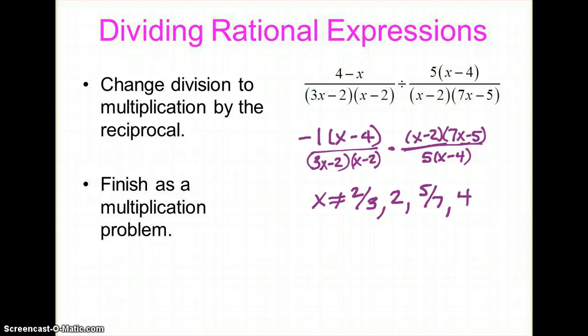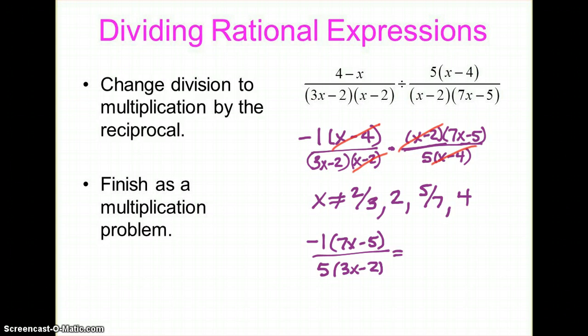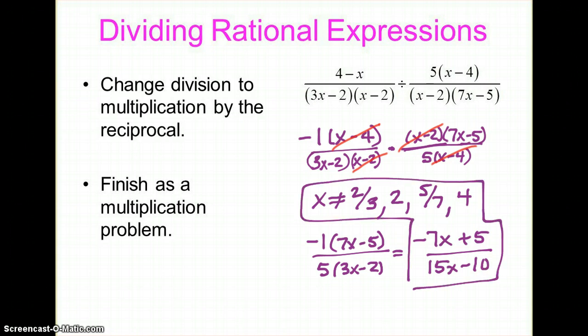Now let's go ahead and do our canceling. You'll notice again, any denominator with any numerator. So I see x minus 4 that can cancel, x minus 2 that can cancel, and that's pretty much it. So it leaves me with, in my numerator, a negative 1 times 7x minus 5, and in my denominator, I have a 5 and a 3x minus 2. If I multiply that all together, I get negative 7x plus 5 over 15x minus 10. Okay, so I've got all my restrictions and my simplified rational expression.